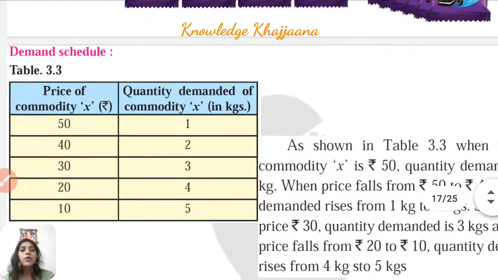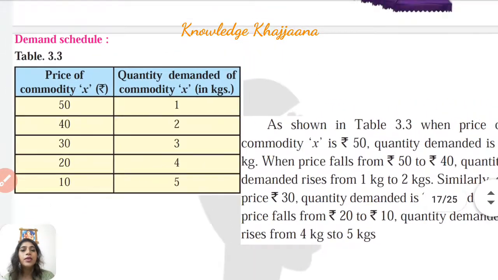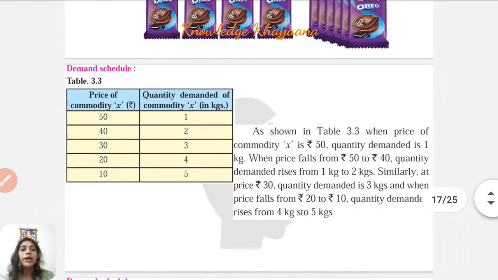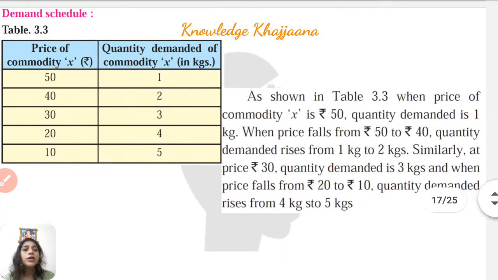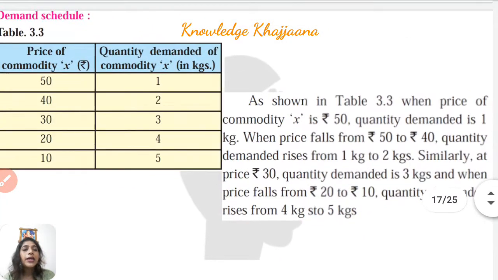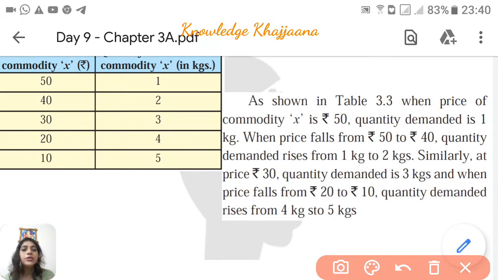Now what is shown over here? As I explained with the help of Cadburys, as shown in table 3.3, when the price of the commodity is rupees 50, then the quantity demanded is 1.